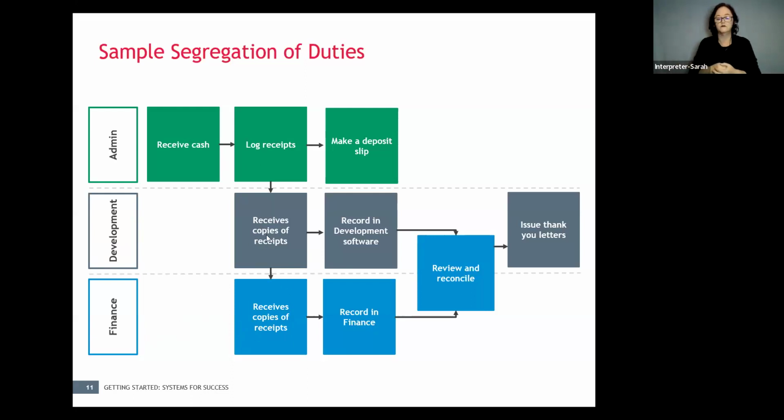Development and finance are both logging that information, recording it in their different record-keeping mechanisms. Here it's software, our accounting software, our fundraising software, but they're not actually touching the cash. So this is just an example, right? And then we have these two departments that are reviewing and reconciling. I get that this is difficult when you are a shop of one, but again, I would think, who else is in our world that we can try to separate a little bit of these duties? Board members, volunteers, what have you.